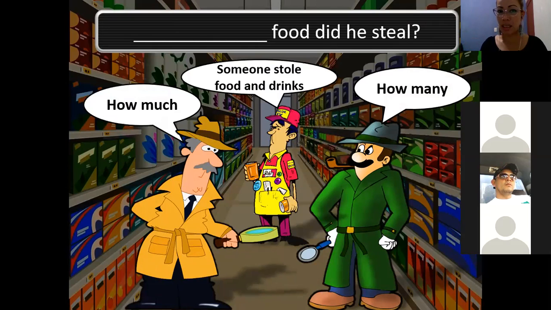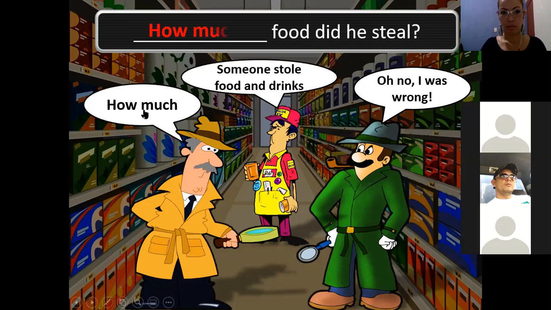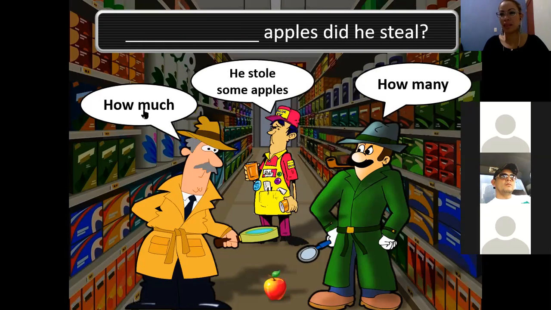Someone stole food and drinks. So the detective asked, how much or how many food did he steal, Jader? I need to complete that question with how much or how many. How much? Let's see. Yes, perfect. How much food did he steal? That's the question. ¿Cuánta comida? How much food? La palabra comida, food, is uncountable. That's why we use how much. Very good, Jader.